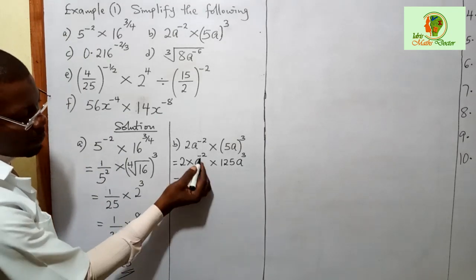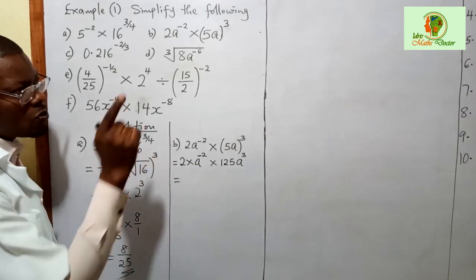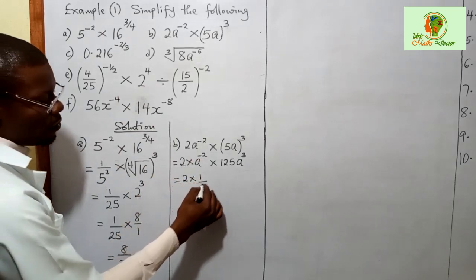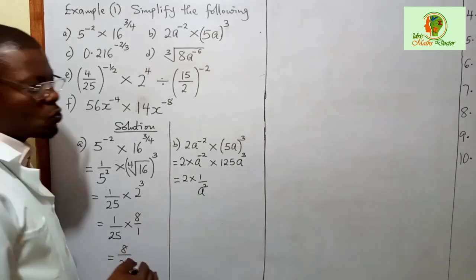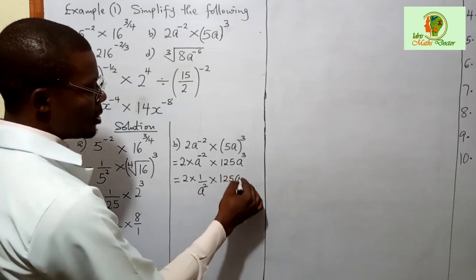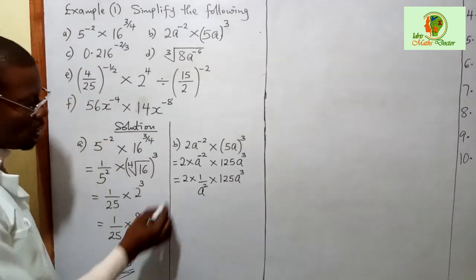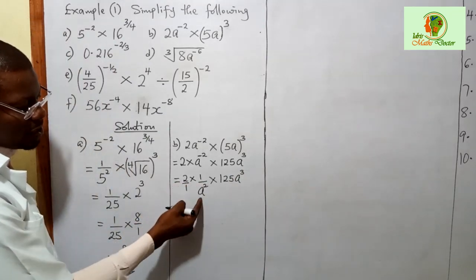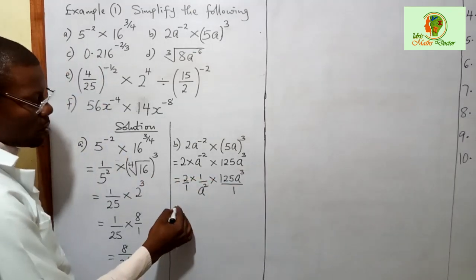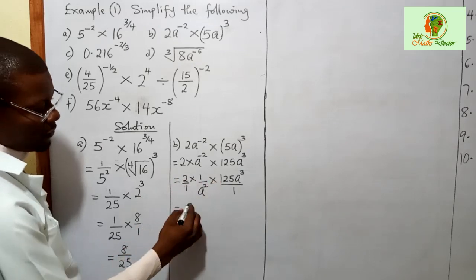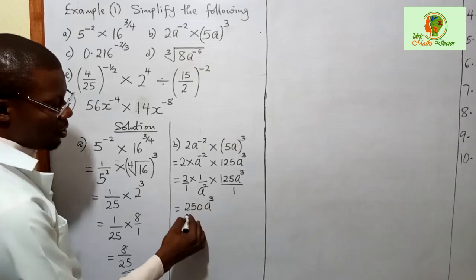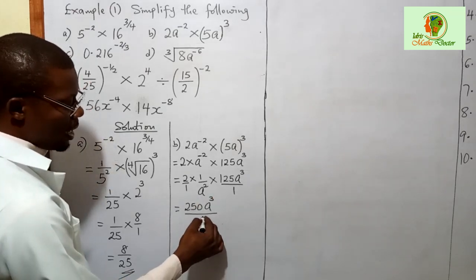Now we remove this minus sign. Again, we are going to apply law 4 to do that. That gives us 2 times 1 all over A raised to power 2, no more minus, times 125 A raised to power 3. If we make this over 1, since this is a fraction, and also make this over 1, so that we multiply out the numerator, that gives us 2 times 125, which is 250, then A raised to power 3 all over A raised to power 2.